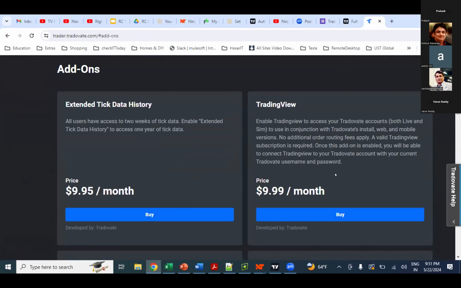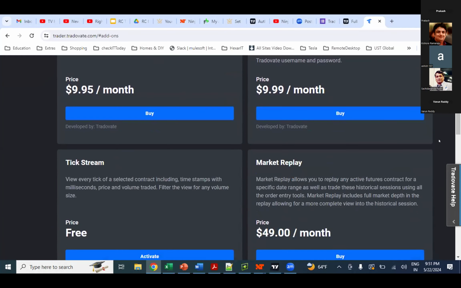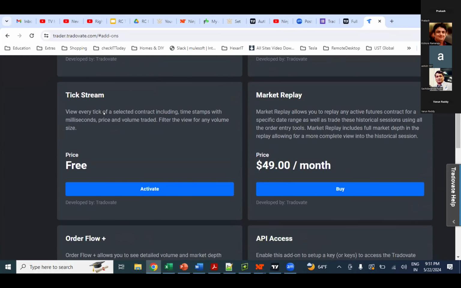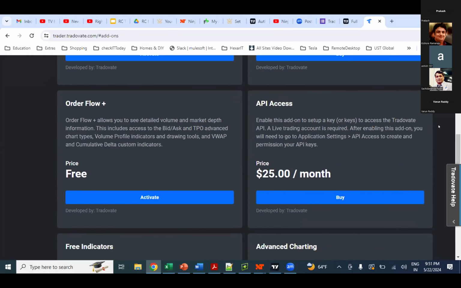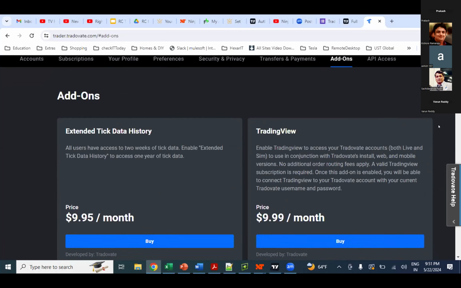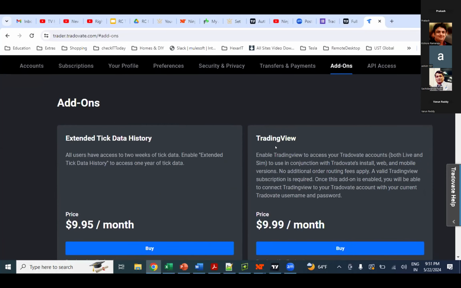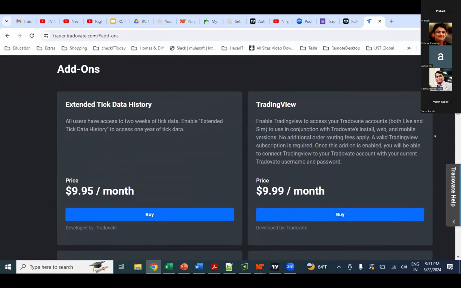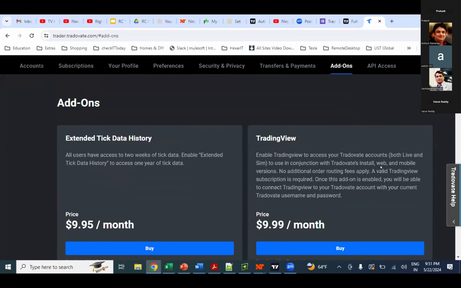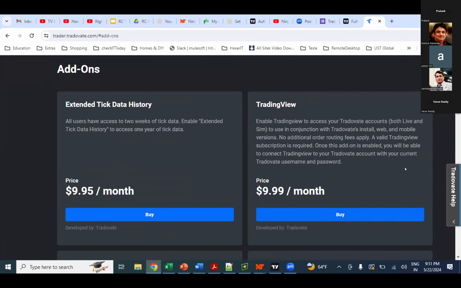Okay, generally it should be free. Did you use the same login, right? No, since his account is new, you need to talk to them or it's going to activate by tomorrow. Maybe give some more time. Then you will see TradingView as free, right? As of now, you are seeing 9.99. Don't click on buy. But after 10-15 minutes, if you come here, you will see it as free. Then you just activate that.